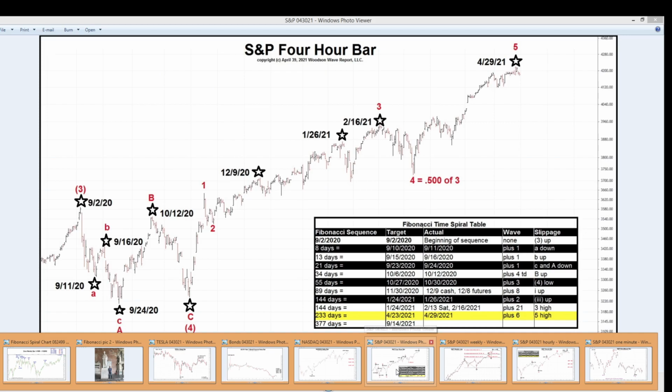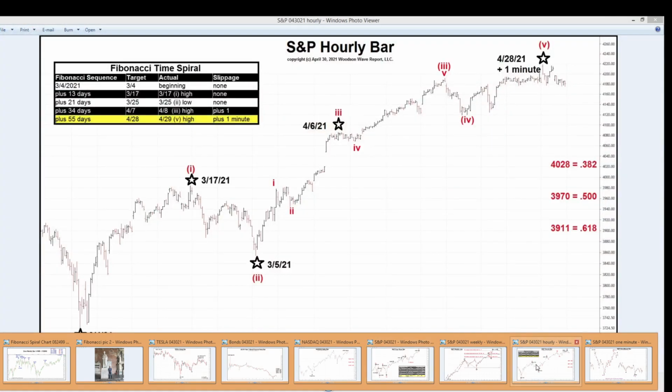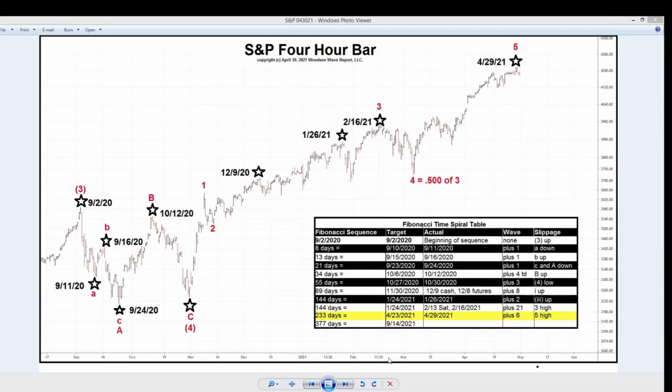I want to show you guys the spiral here. If I can get into that, that's not the one. Is that the one there? Let's see. We want to get the one. Here it is. Okay, here is that same 4-hour bar. You can see everything is spinning from the September 2020 high. We caught the A down, the B up, the C down for the larger wave A. The spiral caught the B up. The spiral caught the C down with a few days of slippage. I think it was 3 days there.